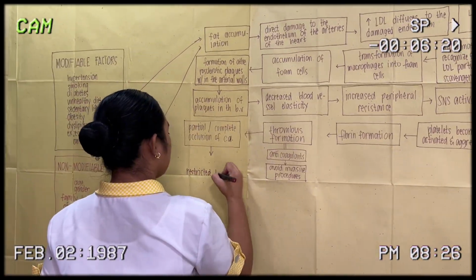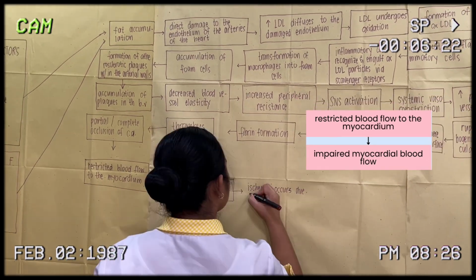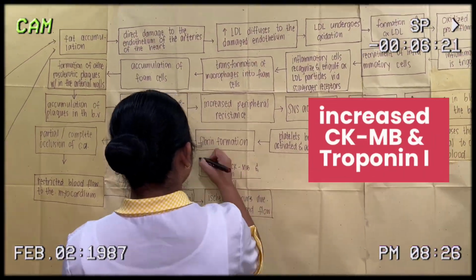Moving on, the resulting thrombus can partially or completely occlude the coronary artery, restricting blood flow to the myocardium. This further reduces blood flow and oxygen delivery to the myocardial tissue, causing ischemia. As a result of ischemia, there is an increased creatinine kinase MB and troponin I.